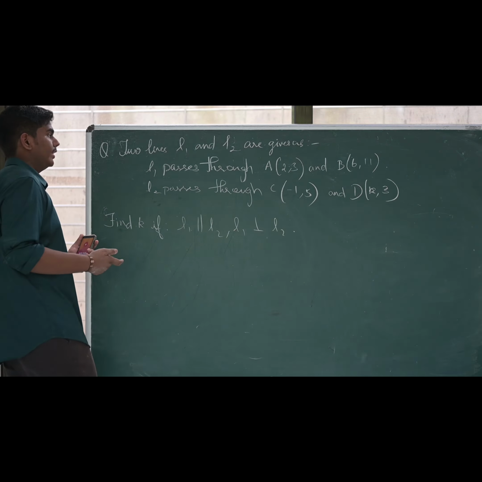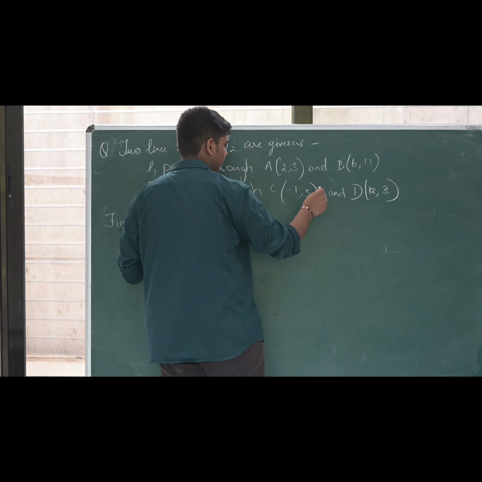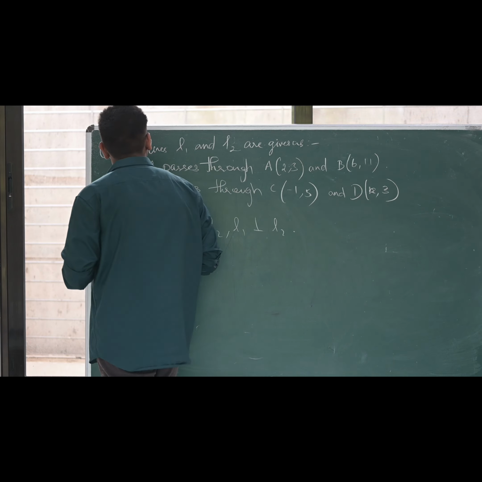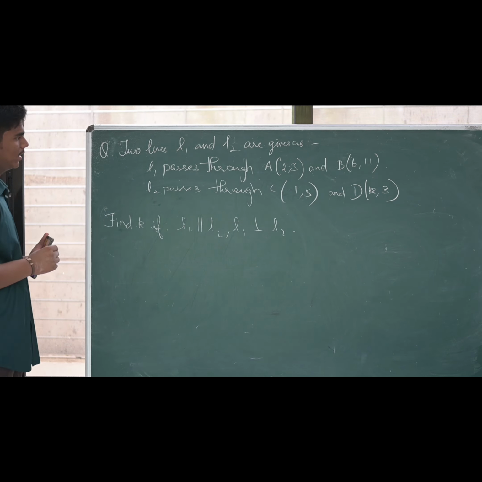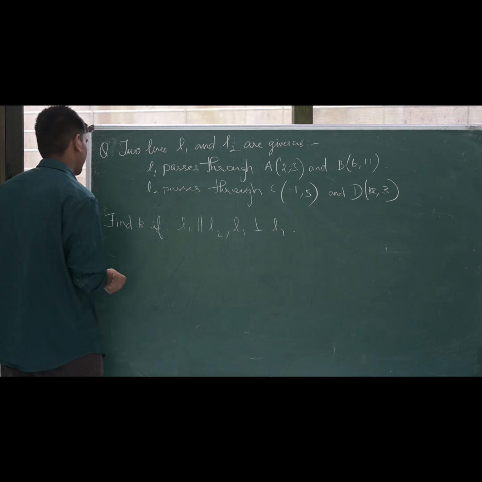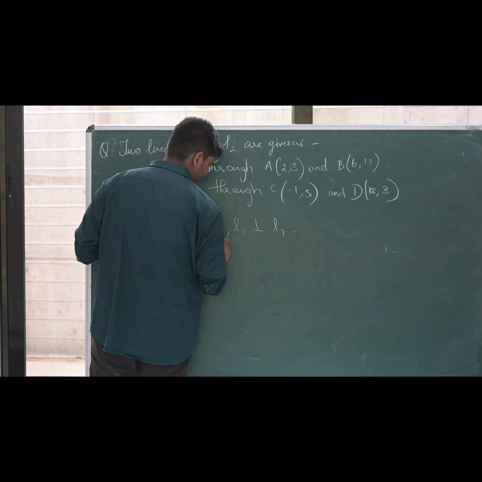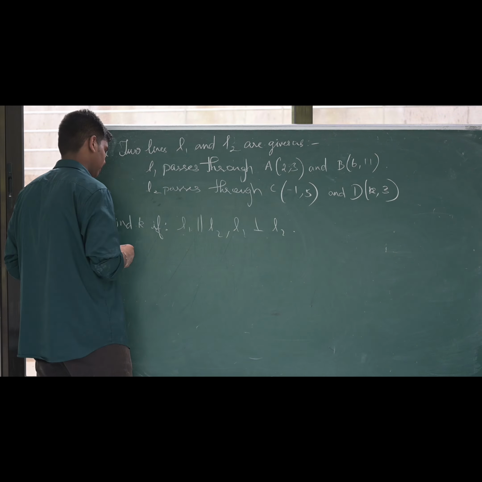Two lines L1 and L2 are given. L1 passes through A (2, 3) and B (6, 11). L2 passes through C (minus 1, 5) and D (K, 3). Find K if L1 is parallel to L2 and if L1 is perpendicular to L2.